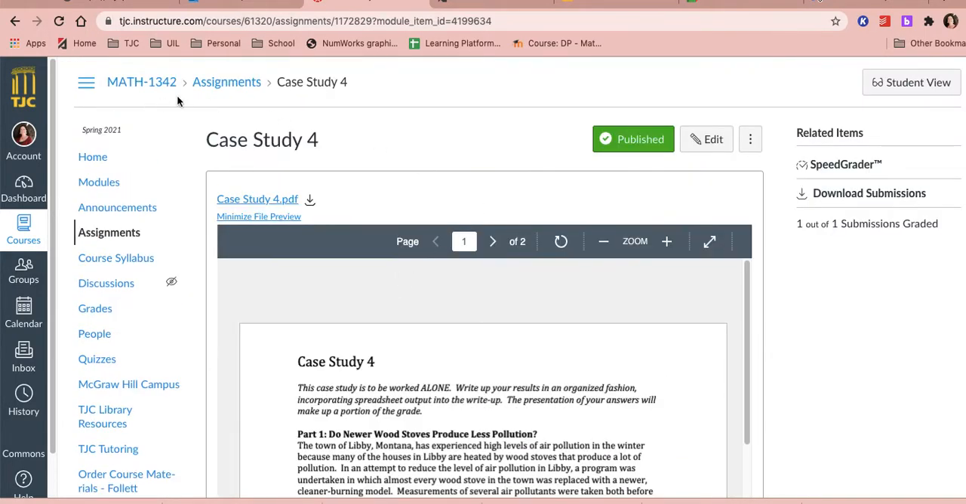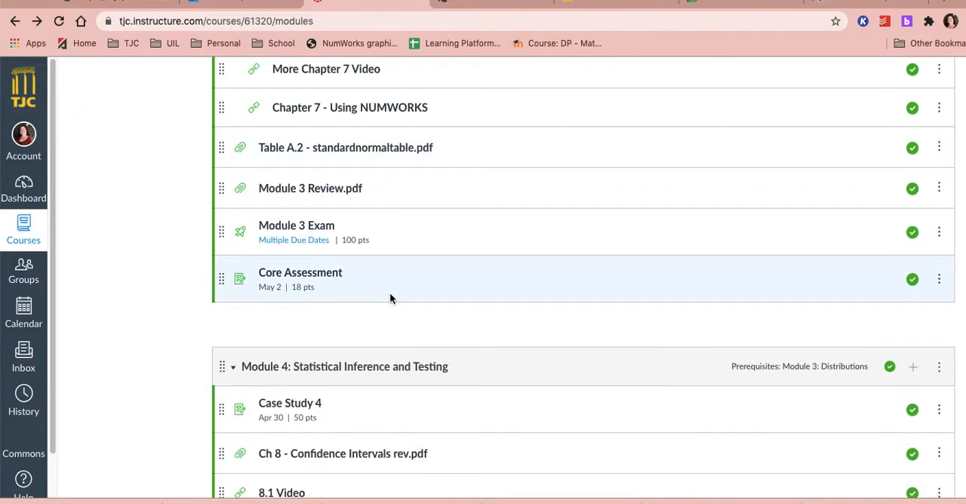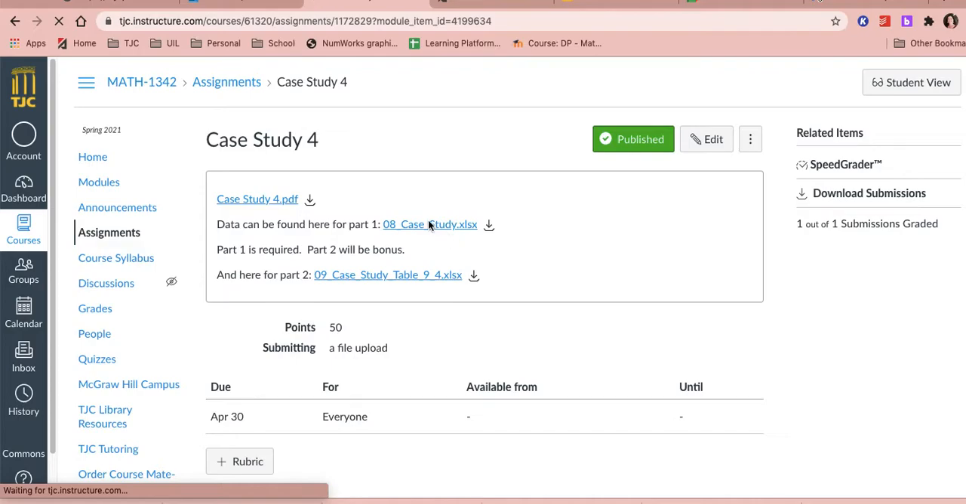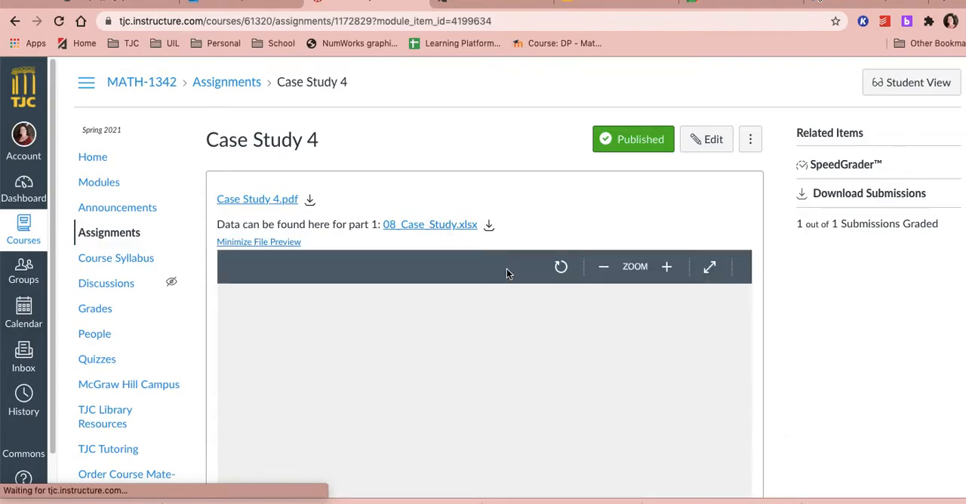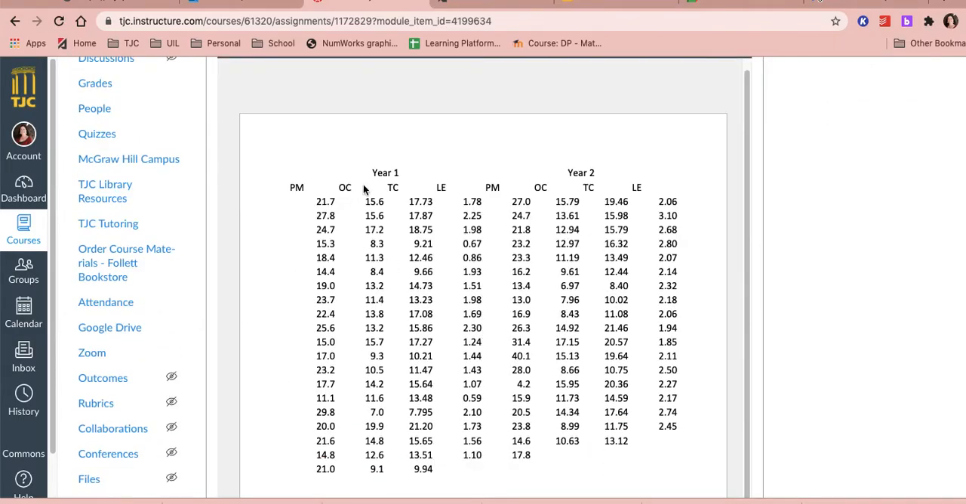Let me go back to the data. Whoops, I went way too far back. Oh, goodness. Okay, so I'm going to go back to case study 4. I'm going to pull up the data this time. So here's the data. So year 1. Notice there's 4 columns for year 1, PM, OC, TC, and LE.